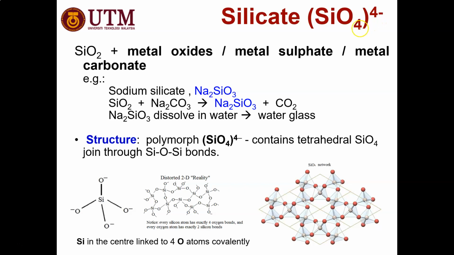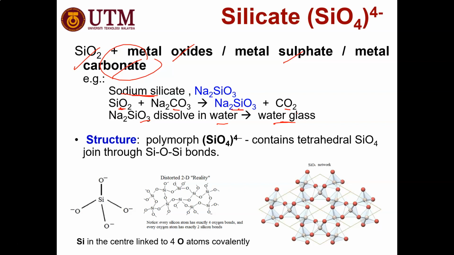So macam mana kita dapat? So it is usually when we have silica, the oxide, kita campurkan either metal dengan metal oxide lain, metal sulfate or metal carbonate. So one of the most popular silicates is sodium silicate, the water glass tadi tu, which is Na2SiO3. You obtain it by reacting silica with sodium carbonate, dengan metal carbonate kan. So you get sodium silicate with the side product of carbon dioxide. Sodium silicate, bila we dissolve in water, you will get water glass. Which is why, like what I said, bila kita nampak je sodium silicate, kita cakap dia water glass.